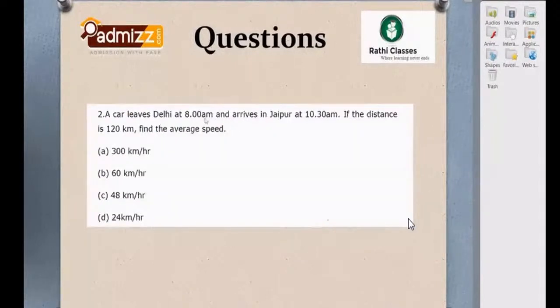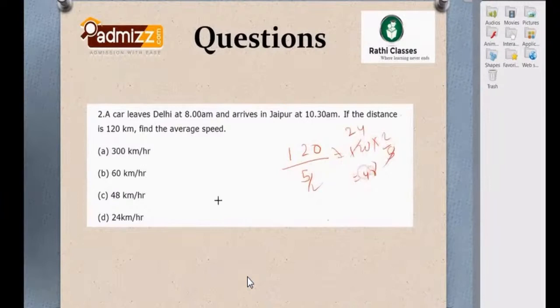A car leaves at 8 a.m. and arrives in Jaipur at 10:30 a.m. That means 2 hours 30 minutes, that is 5 by 2 hours, 2.5 hours. If the distance is 120 km, again you apply speed as d by t. 120 divided by 5 by 2 means 120 by 5 into 2. 120 by 5 is 24, and 24 into 2, the option would be 48. This can be difficult, so I am writing 120 by 5 by 2, so the value would be 120 into 2 by 5.